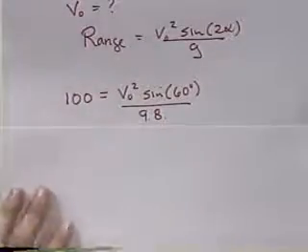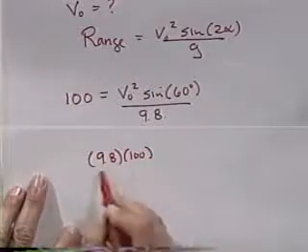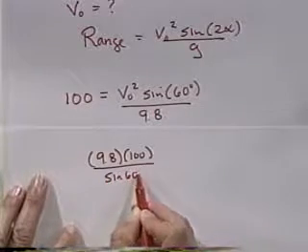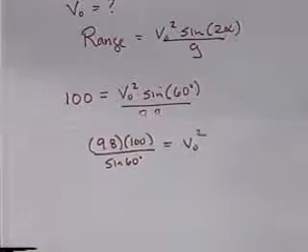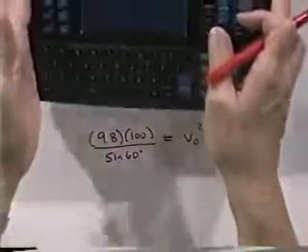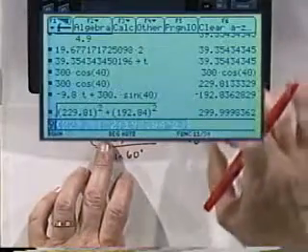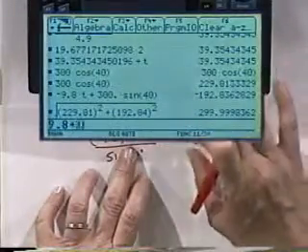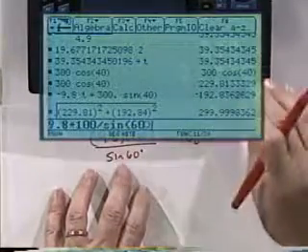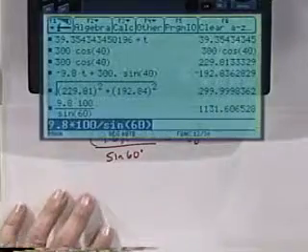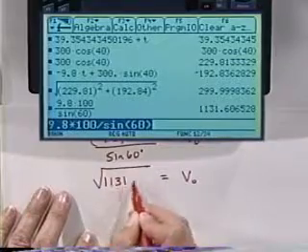So I guess I'll multiply by 9.8 on both sides. And I'll divide by sine of 60. And that will give me V naught squared. And then just take the square root of that, and that should give it to us. Let's pop it in to see what we get. Turn it on our trusty calculator. If I take 9.8 times 100, divide it by the sine of 60, okay, I get 1131. So V naught's going to be the square root of 1131 and change.